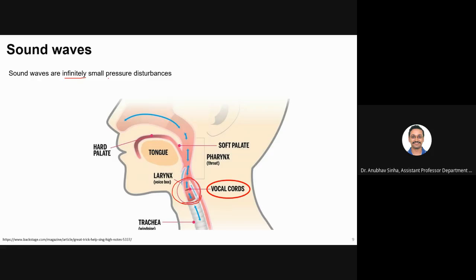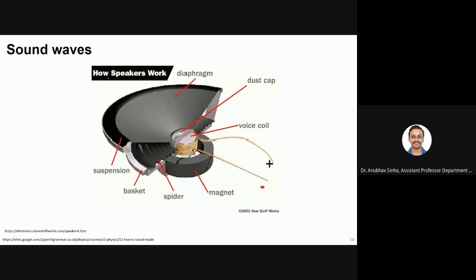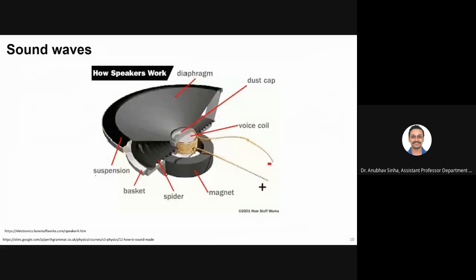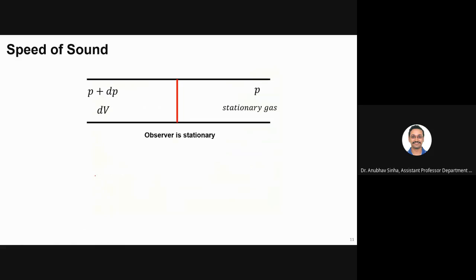For example, in your speaker, connected to your radio or computer, you have a diaphragm which moves, as you can see here. This moving diaphragm creates a disturbance, a very small pressure pulse, which we hear as sound. Now we look at how to derive the velocity of sound, or speed of sound. Imagine that we have a tube or pipe, and at one end we have stationary gas at pressure P.